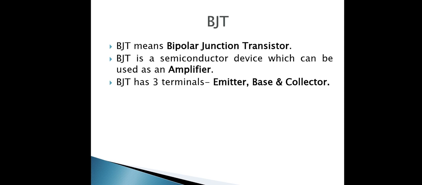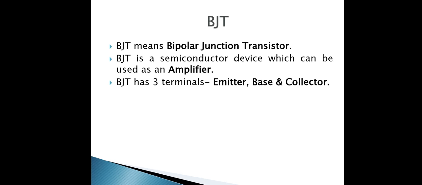So BJT is a semiconductor device. That is, it is made up of P and N type semiconductor materials, which is being used in all the electronic circuits as an amplifier.